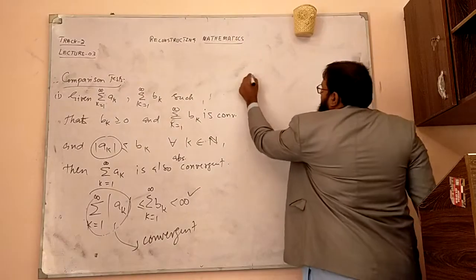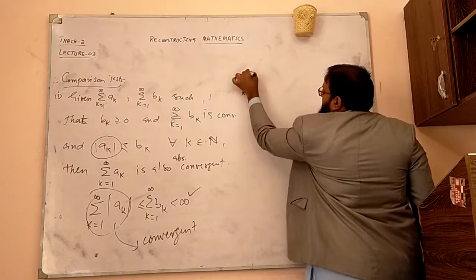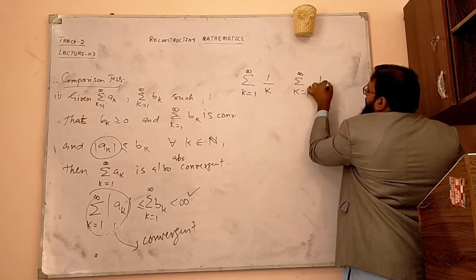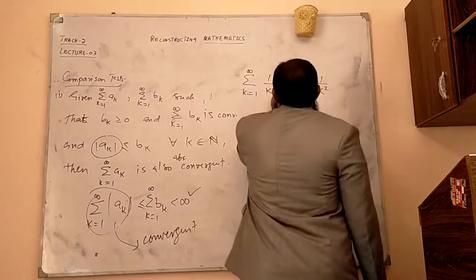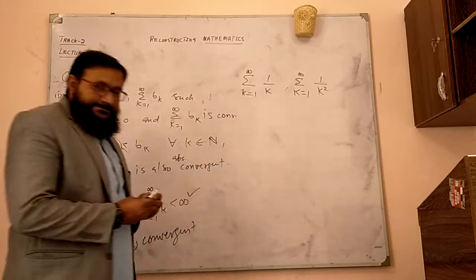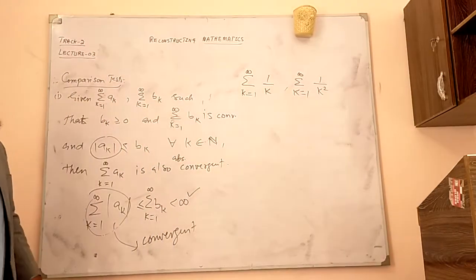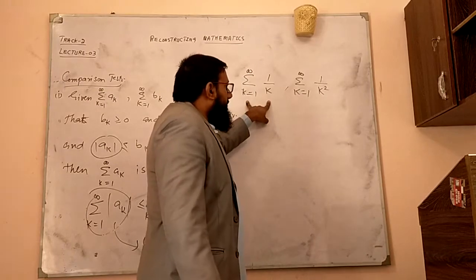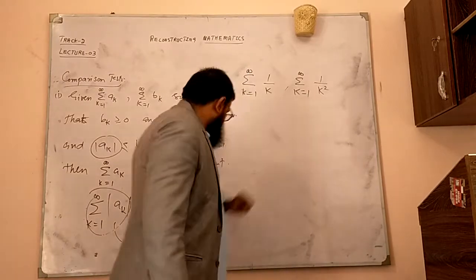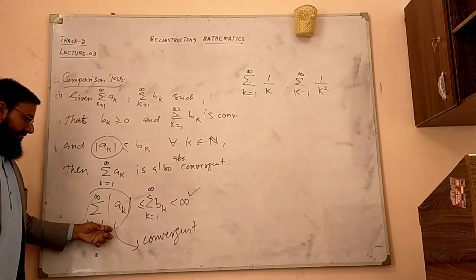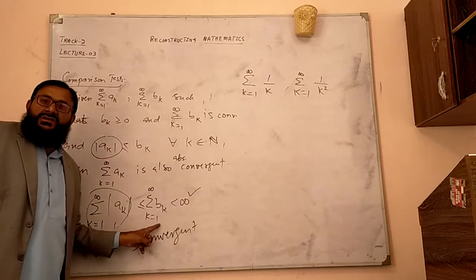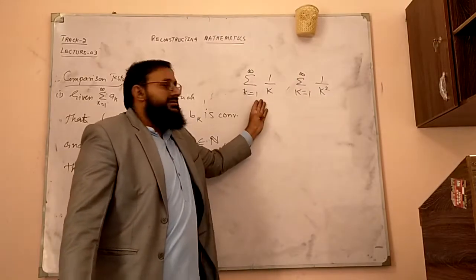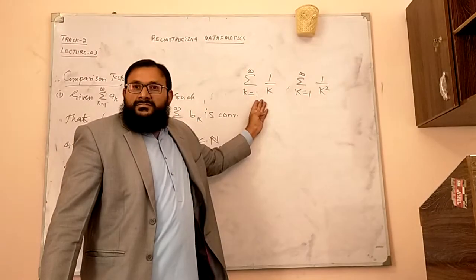So the example is this: the sum from k equals 1 to infinity of 1 over k, and the sum from k equals 1 to infinity of 1 over k squared. Which one is smaller? The second. This is bigger. The smaller one converges; the larger one may or may not converge. So you can see the smaller one converges, but the larger one does not converge.